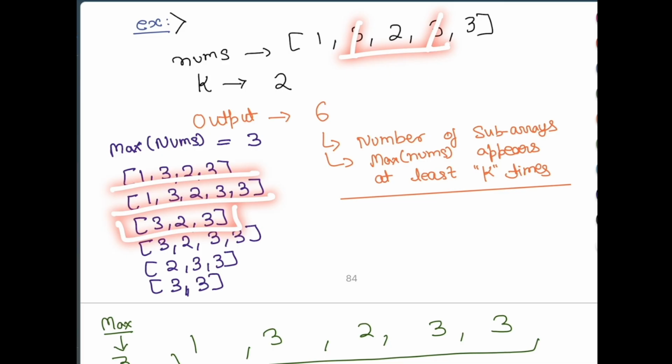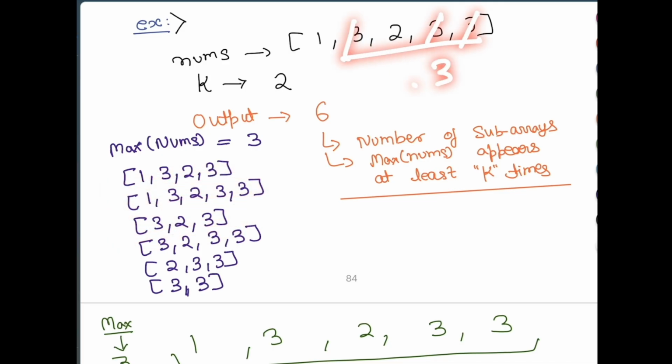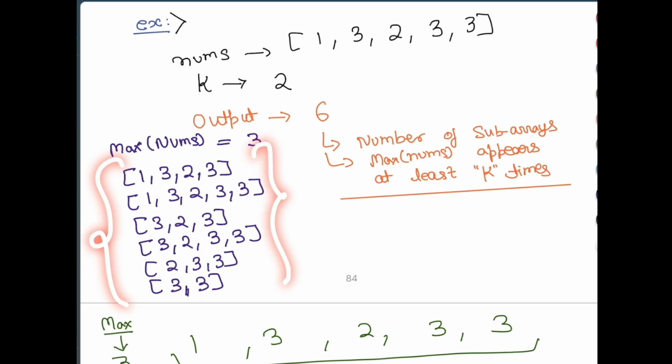Then we have another subarray 3 2 3 3. We have 1, 2 and 3 times, which is more than 2. And then we have 2 3 3, this particular subarray which has 3 at least 2 times, 1 and 2. And then you have another subarray which is just 3 and 3, in which we have the number 3 two times. So we have got a total of 6 subarrays in which the number 3, which is the maximum in nums, appears at least k times.